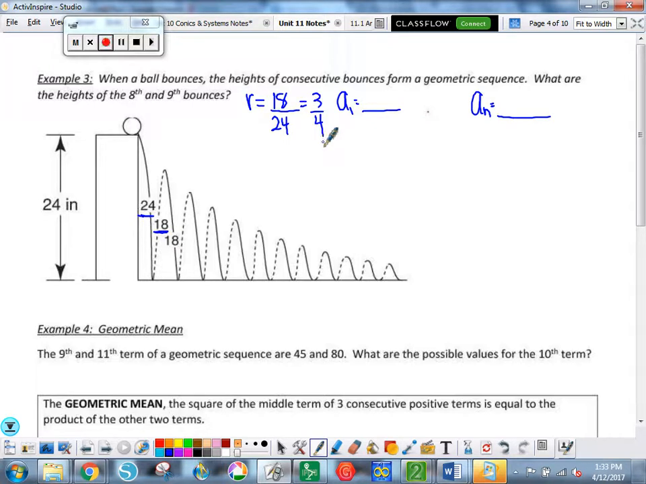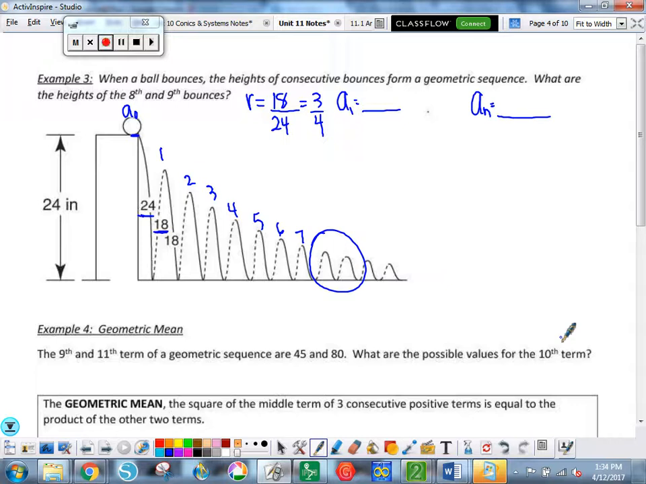Okay. Is that all right? What is your a sub 1? 18. What is the 24? Why is this not the first bounce? This is a sub 0, right? That's not the first bounce. The first bounce is technically here, and then that's the second, third, fourth, fifth, sixth, seventh. So we're looking for the height of those two, right?